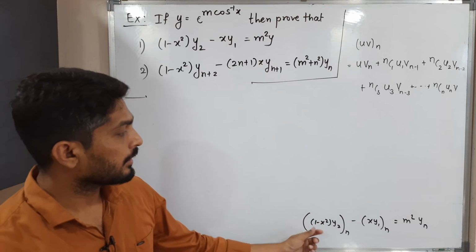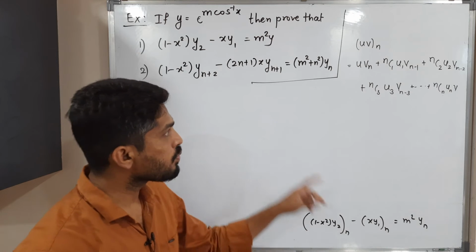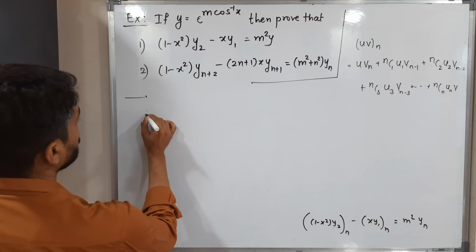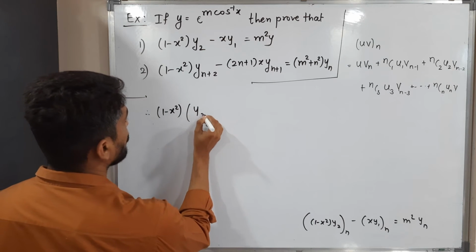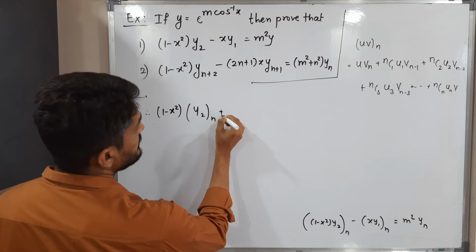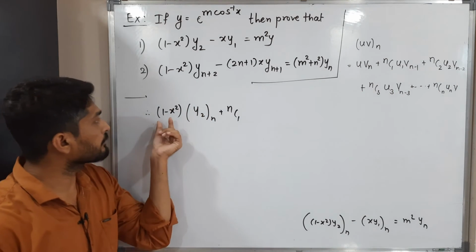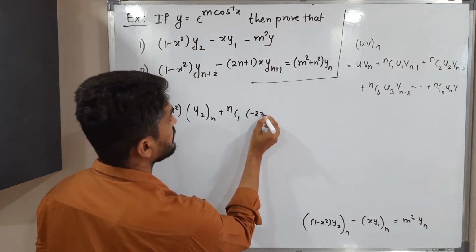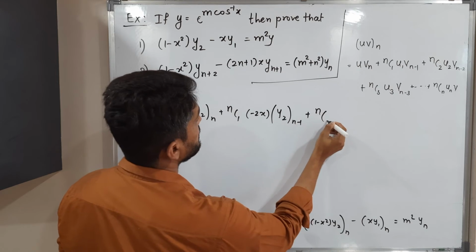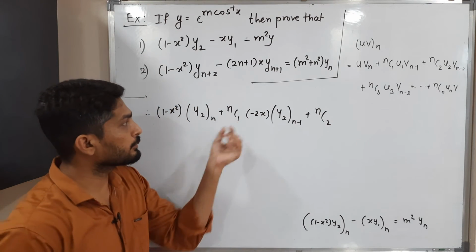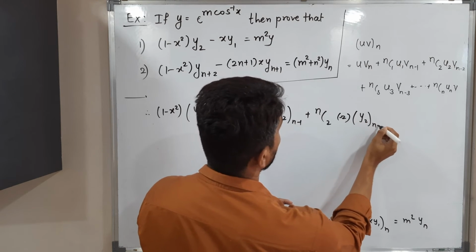What is our u? 1 minus x square is our u. What is our v? y2 is our v, right? Let us use Leibniz rule. So therefore u as it is, its nth derivative y(2+n), next plus nC1. As you can see, u1, that means derivative of this bracket will be minus 2x. Its n minus 1 derivative y(2+n-1), plus nC2, its one more derivative will be minus 2. Okay, its previous derivative, that means y(2+n-2).